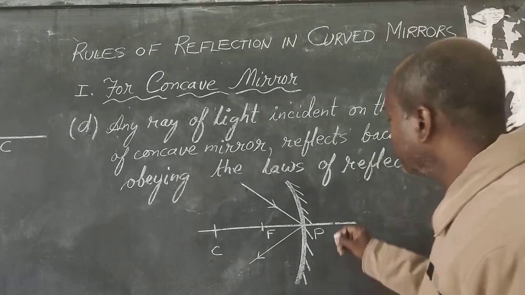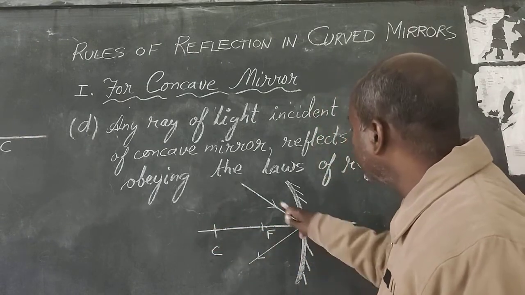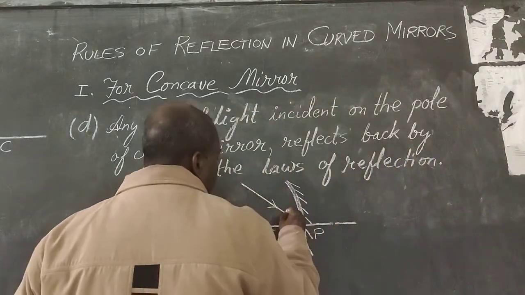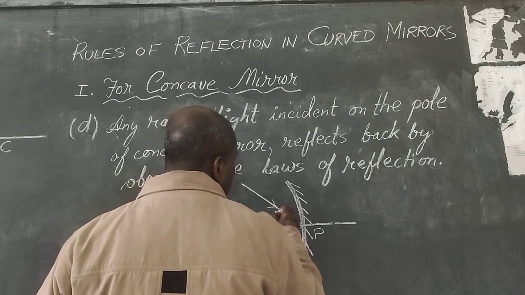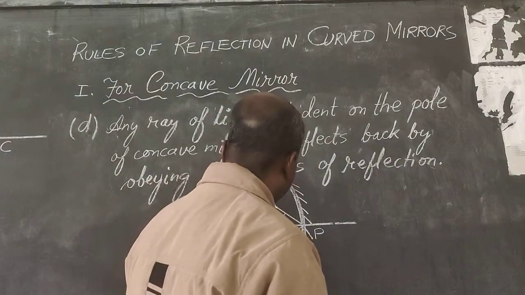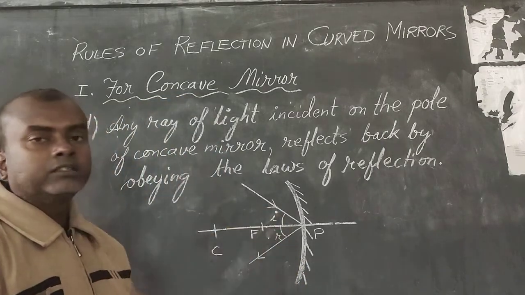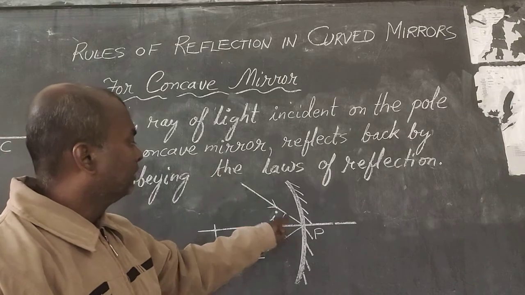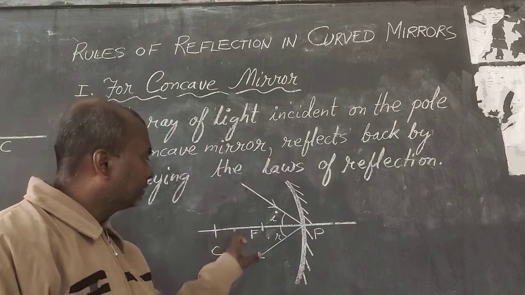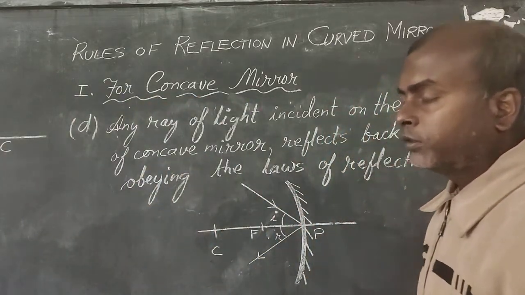And the second law of reflection is angle of incidence equals angle of reflection. Now here in this case, this principal axis serves as the normal for this particular ray. So this will become the angle of incidence and this will become the angle of reflection. This is the angle of incidence. Remember what is angle of incidence? The angle which the incident ray makes with the normal, and the angle which the reflected ray makes with the normal, that is called angle of reflection. So these are the two laws of reflection.